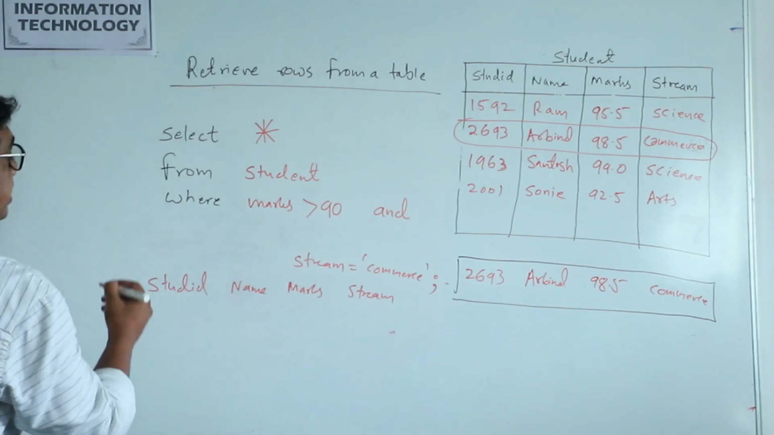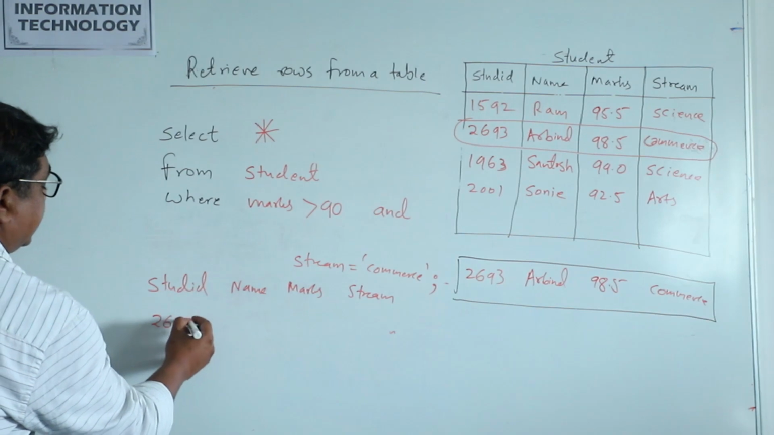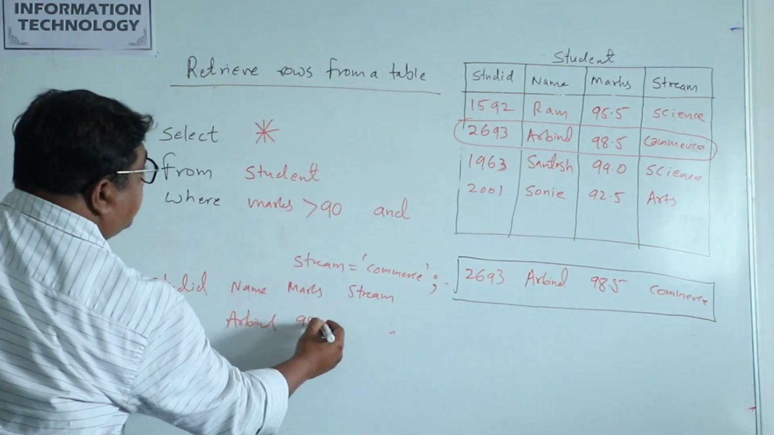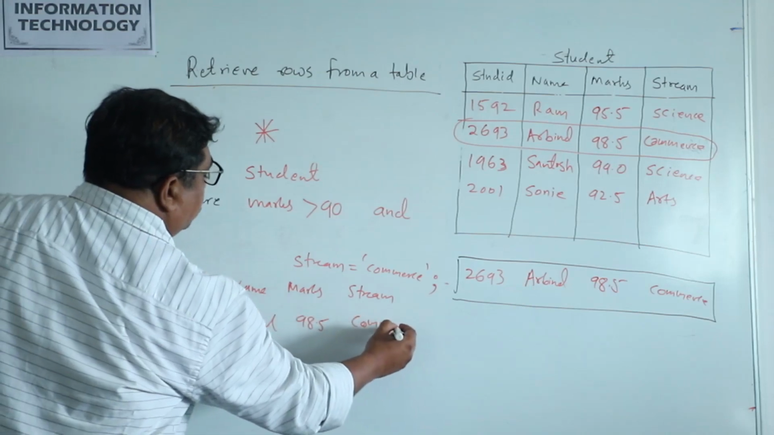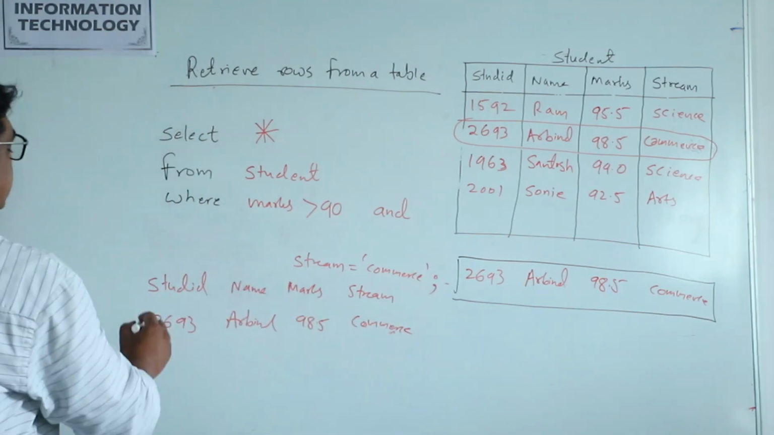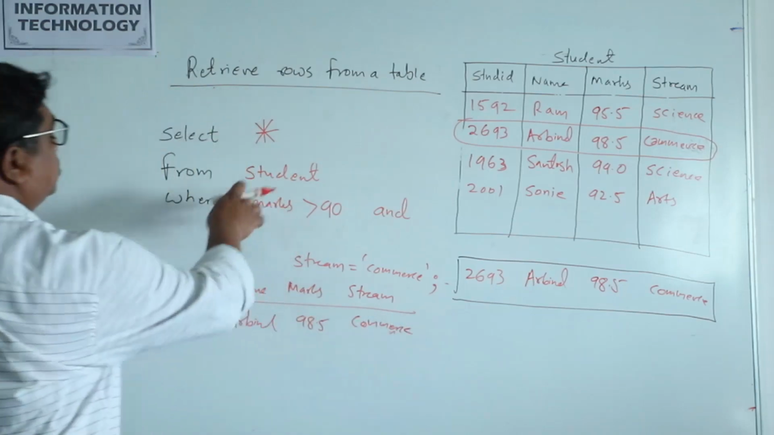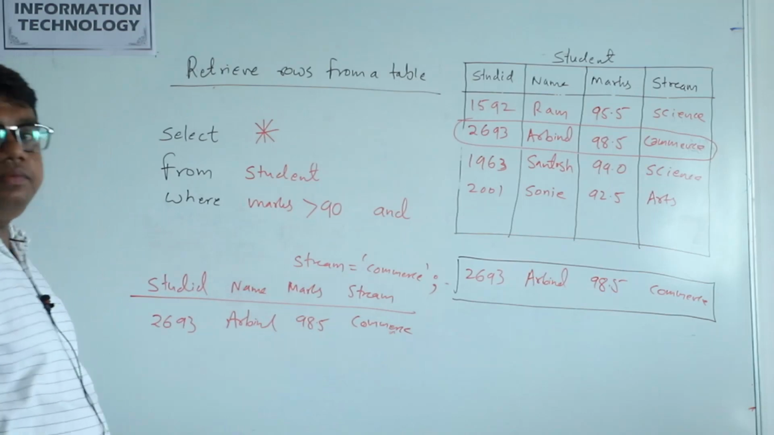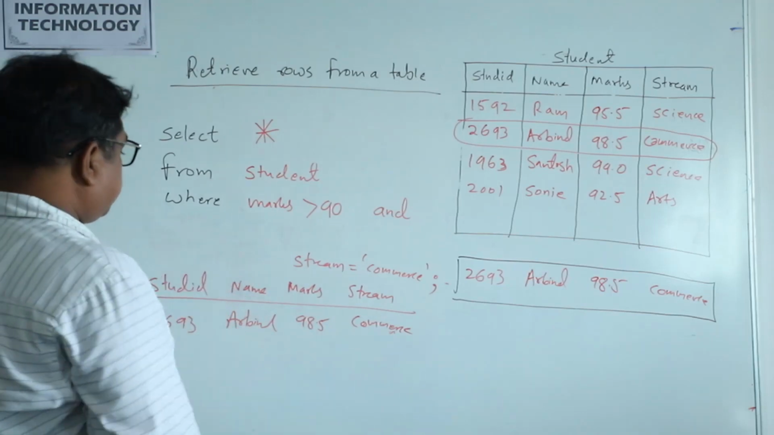And what will it give? 2693, Arvind, 98.5 and commerce. So this is the output of this query, and we have used two conditions and the logical operator. Okay, next.